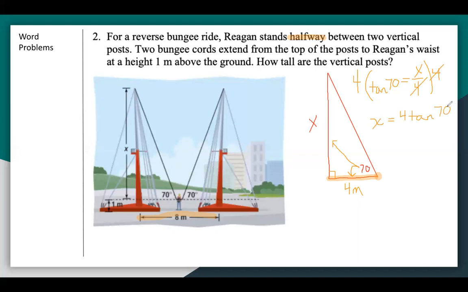If I put this in my calculator, what we'll find is tangent of 70 is 2.747. Now multiply this by 4. That means x is equal to 10.99 meters tall, so almost 11 meters tall. Okay, so this is 10.99 meters tall, and we have answered what the question is asking of us.